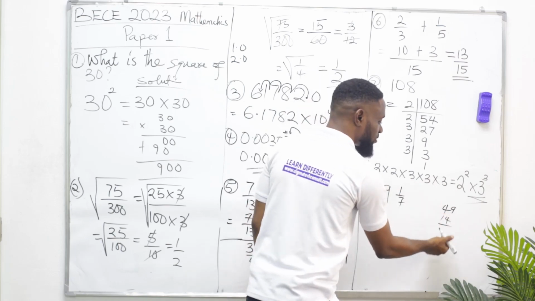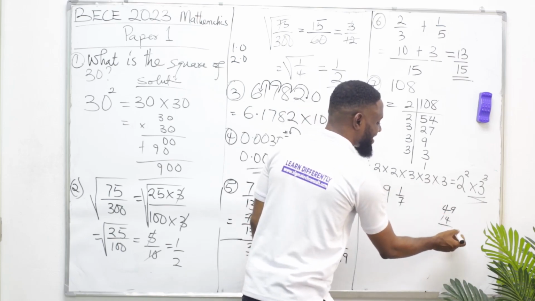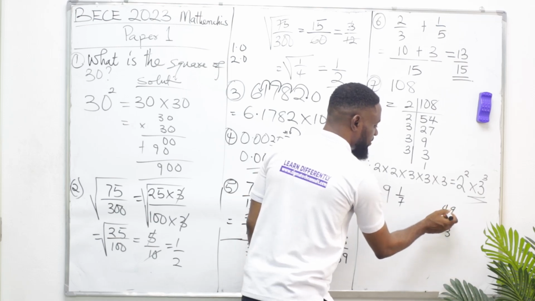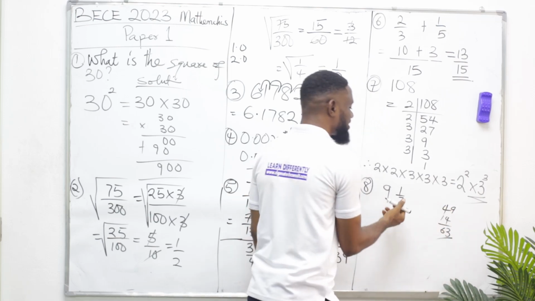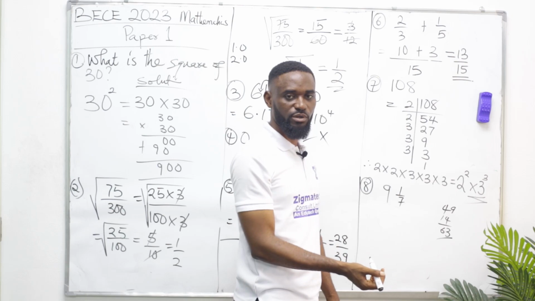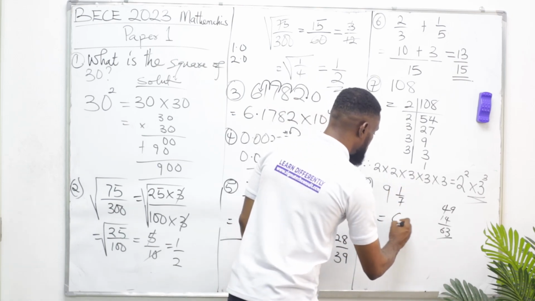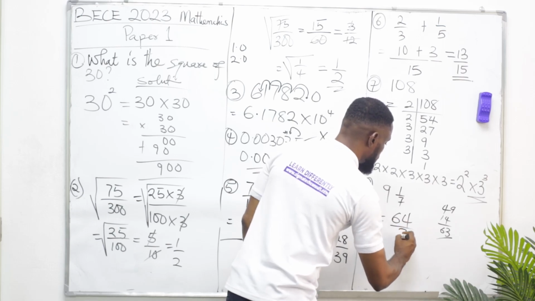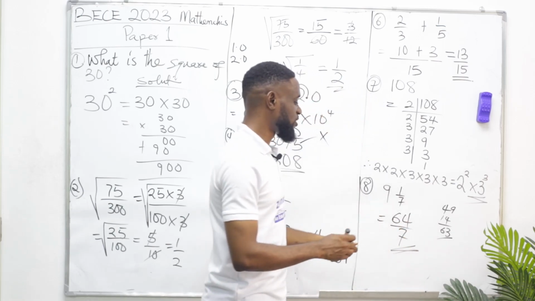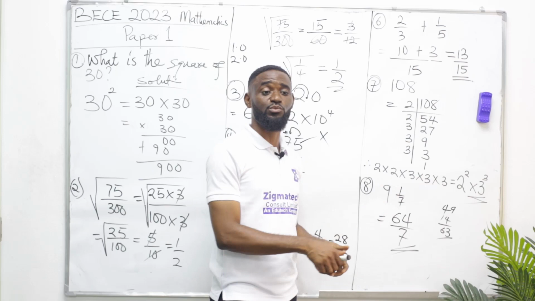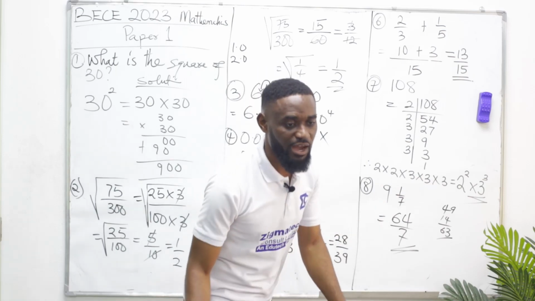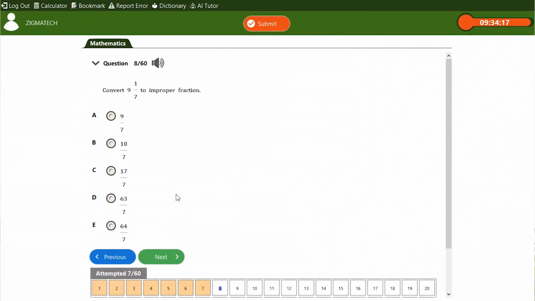So this will be, right? This plus this will give us 13. Carry 1, put here, 5 plus 1, 63. So 7 times 9 is 63. Do you get the point now? 63. So 63 plus 1 will give us what? 64 over 7. Is that okay now? There is no need converting to an improper fraction because we are just coming from there. Okay, so we have 64 over 7.